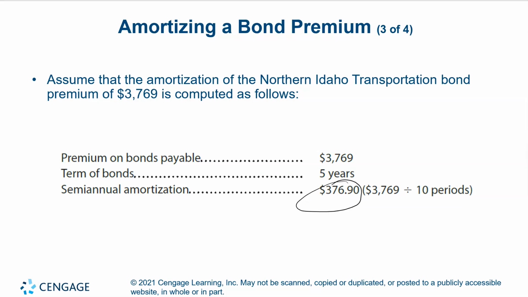All right, let's look at this example. If our total premium is $3,769, to calculate how much we want to amortize every 6 months, we divide that by the number of periods. So if our term is 5 years, we say 5 times, we pay 2 times a year. Our number of periods is 10. So 3769 divided by 10 gives you amortization. This is how much you're going to amortize every 6 months.